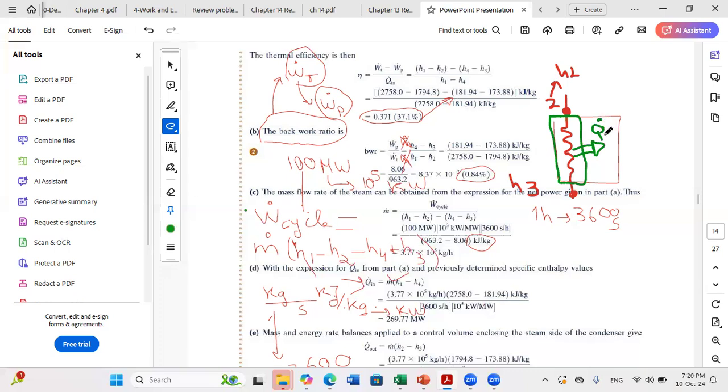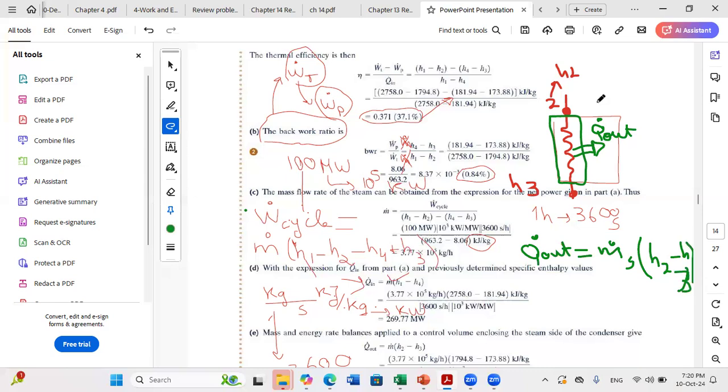Okay, and when we do energy balance for this stream of fluid, we can say that Q dot out is m dot of steam times H2 minus H3, okay?